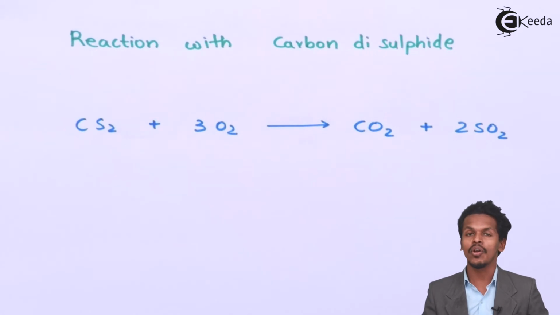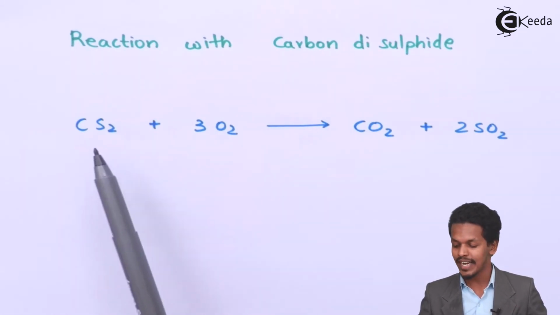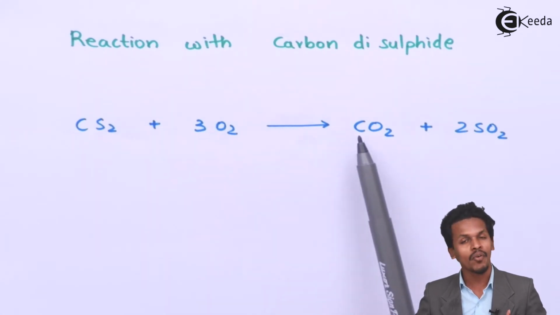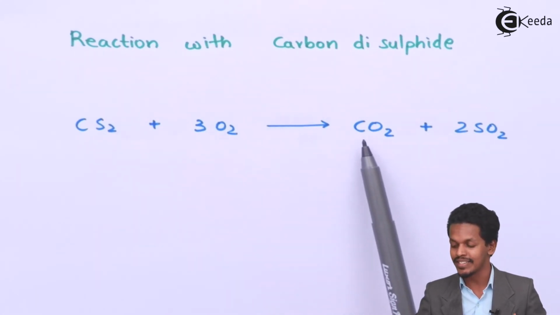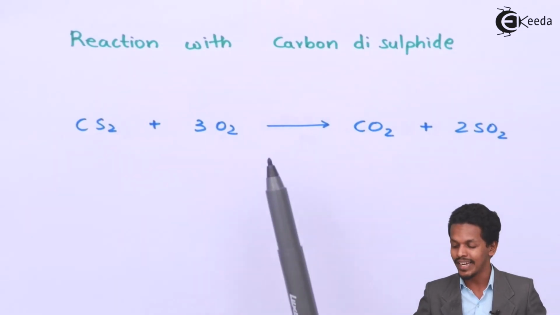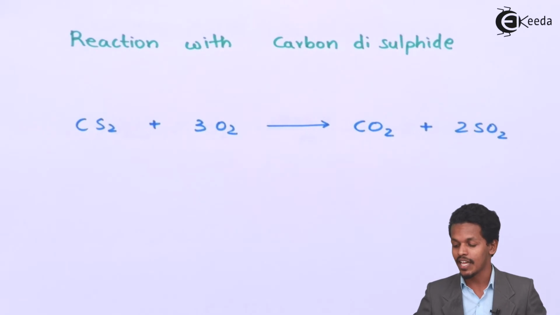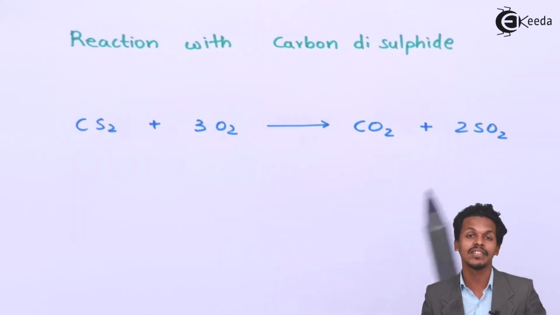The next is the reaction of oxygen with carbon disulfide, that is CS2. Whenever CS2 is reacted with 3 moles of O2, the following products are obtained: CO2 along with 2 moles of SO2, that is sulfur dioxide. This requires a particular temperature, and based on that we get carbon dioxide and sulfur dioxide. So let's move to the next reaction.